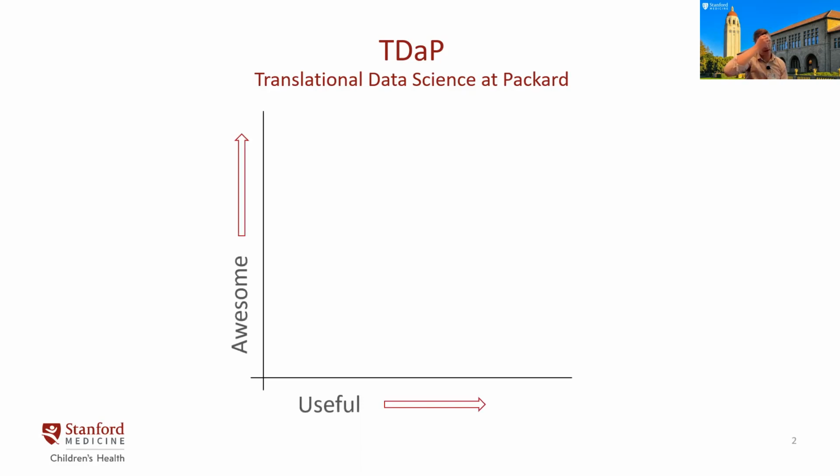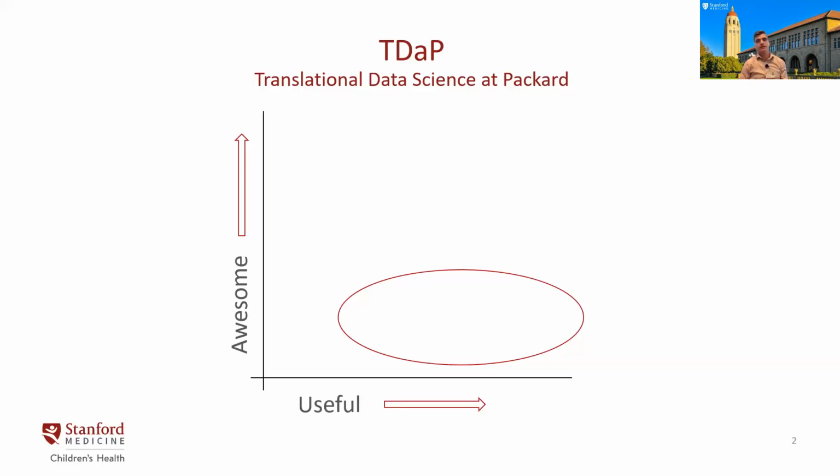If you think about ML projects as existing somewhere along these two axes, we are very much interested in the things that score well along the useful axis.